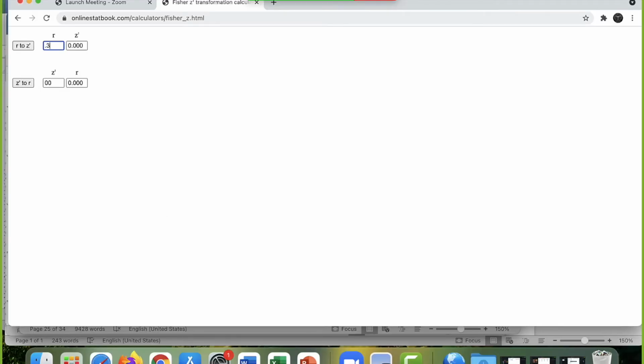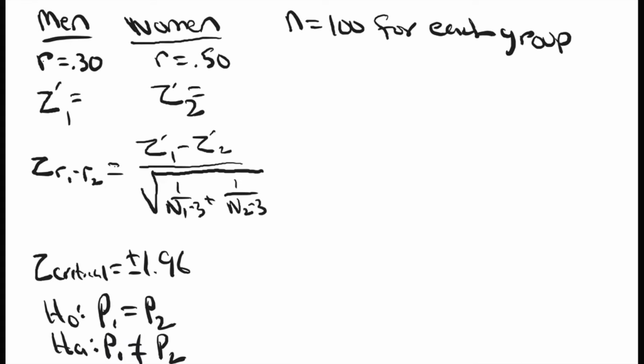All right, so the correlation coefficient for the sample of men was 0.30, and the Fisher Z transformation of that is 0.310. And the correlation coefficient for the sample of women was 0.50, and the transformation of that is 0.549. Okay, so the Fisher Z transformation for men ended up being 0.310, and for women it was 0.549. All right. So we have our Z prime numbers and we know our sample sizes.